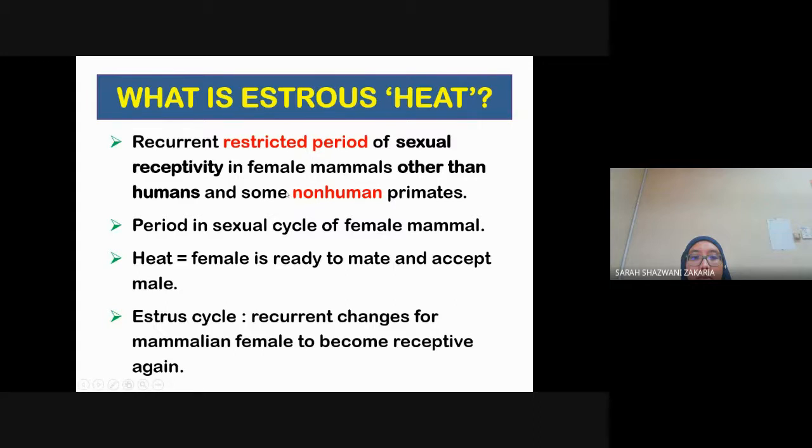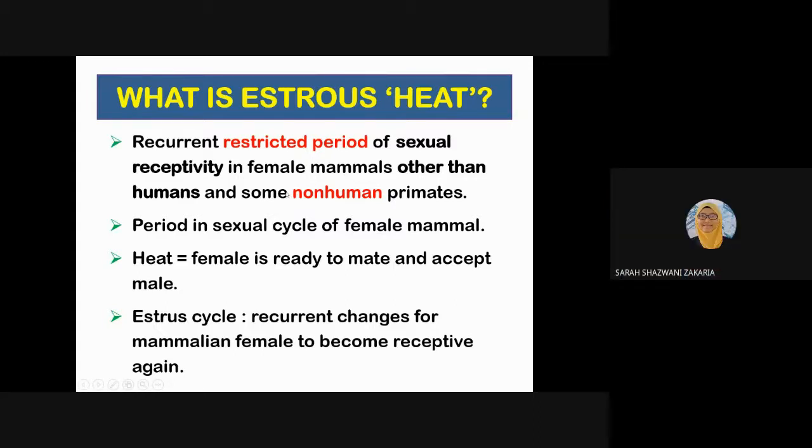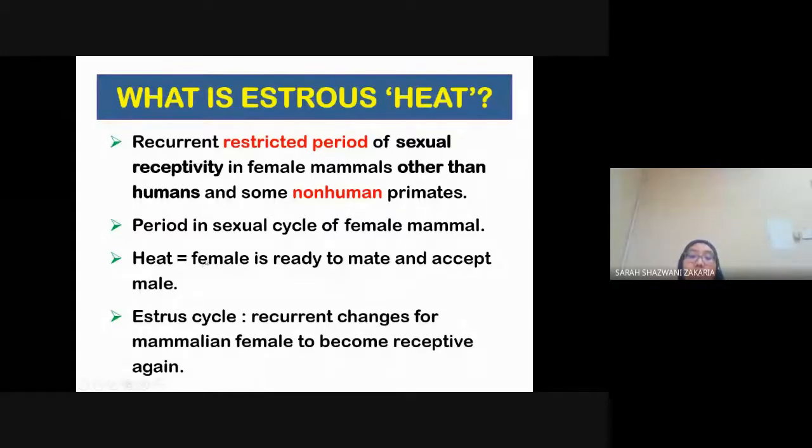Estrus means heat, meaning the female is ready to mate and accept the male. That's why she is receptive. The common term is that the female is on heat. So this female is ready to mate and accept the male.